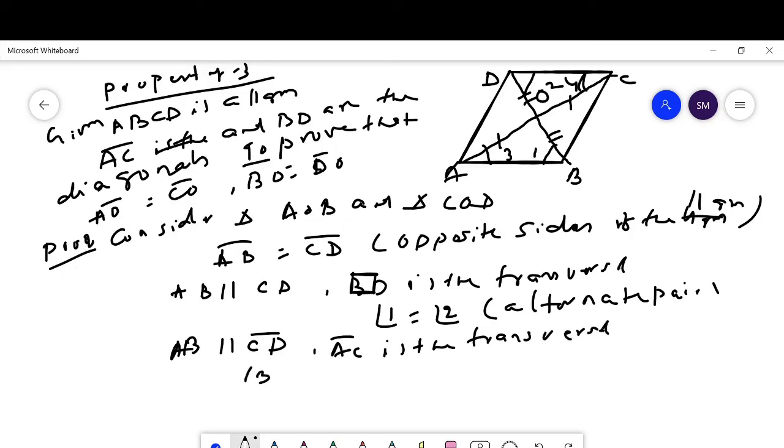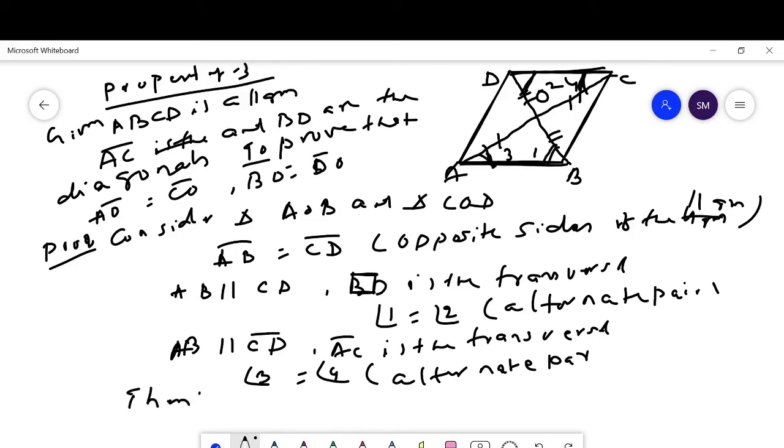Then angle 3 is equal to angle 4. This angle is equal to this angle as their alternate pair. Then here by the angle side angle property, these two triangles are congruent to each other.